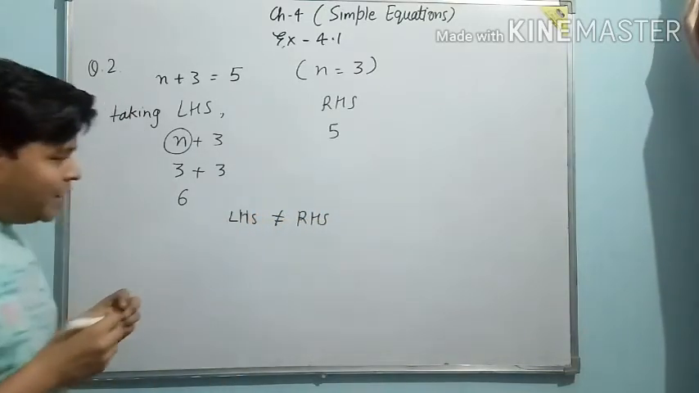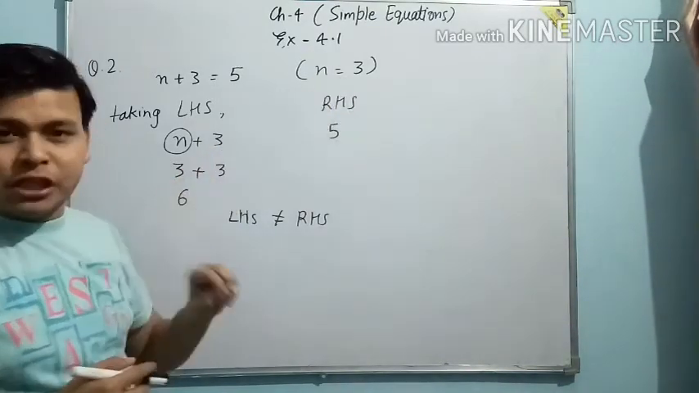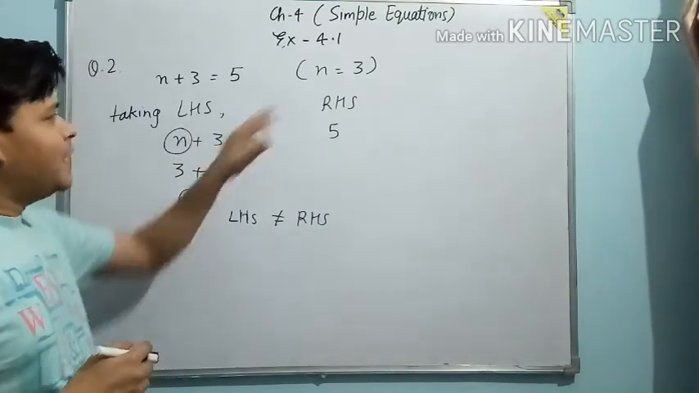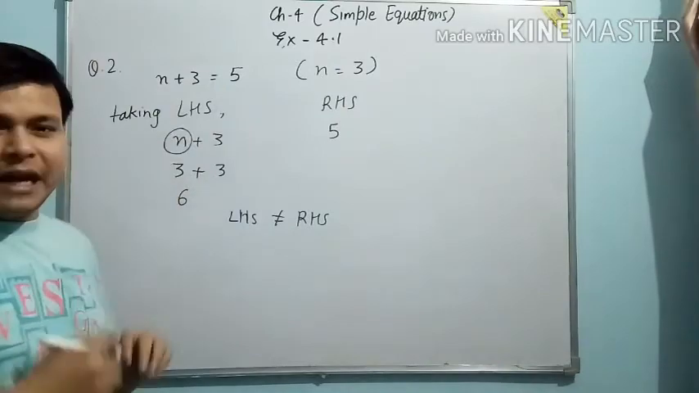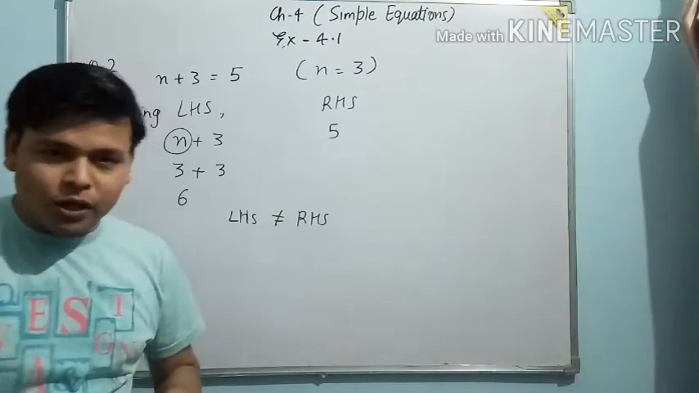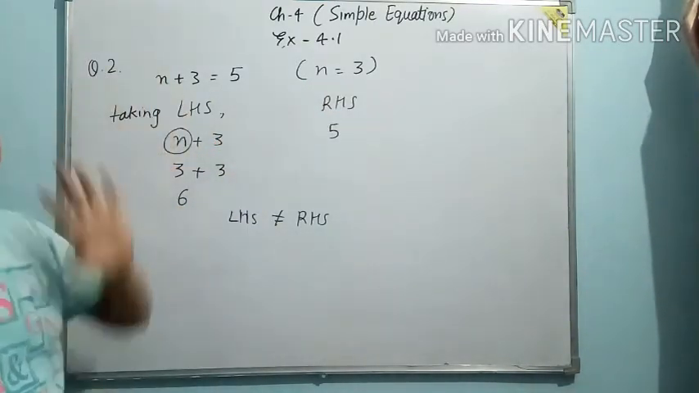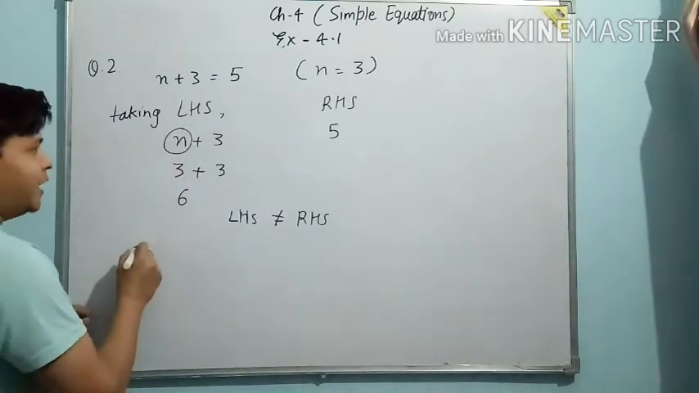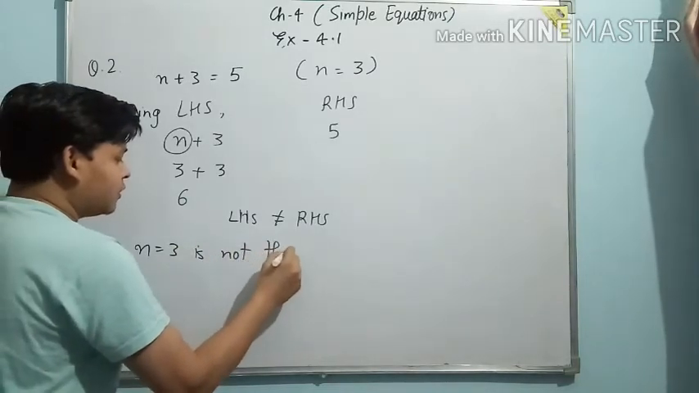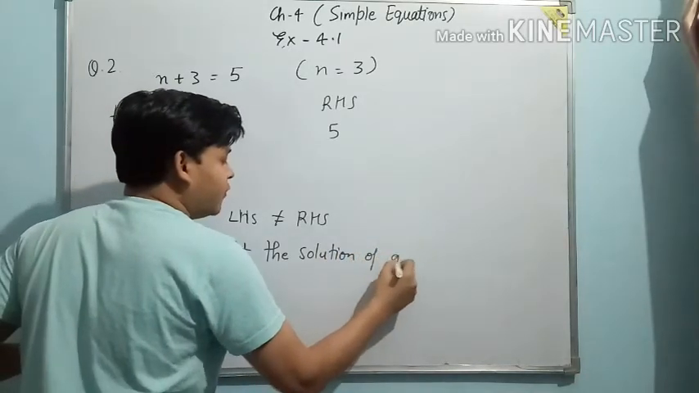So this question is asking whether this given value is the solution of this equation or not. Solution means, यानी कि इस वैल्यू को उसमें पुट करने पर LHS RHS इक्वल होते हैं या नहीं होते हैं. तो as we all can see, LHS and RHS are not equal, so we will write no, that n equals 3 is not the solution of this given equation. So I am writing here that n equals 3 is not the solution of the given equation.